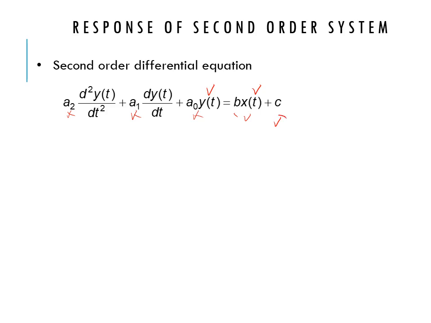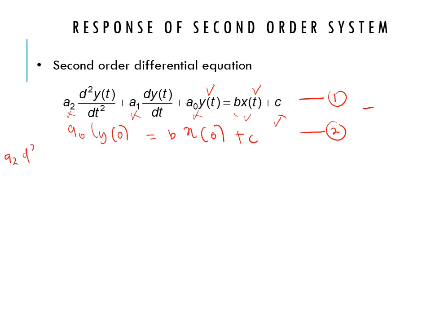Assuming the initial conditions are at steady state, the equation at the initial condition is a0 y0 equals b x0 plus c. So this is your first equation, and this is your second equation. Same as with the first order system, we need to subtract equation 2 from equation 1, and then you should be able to get this.